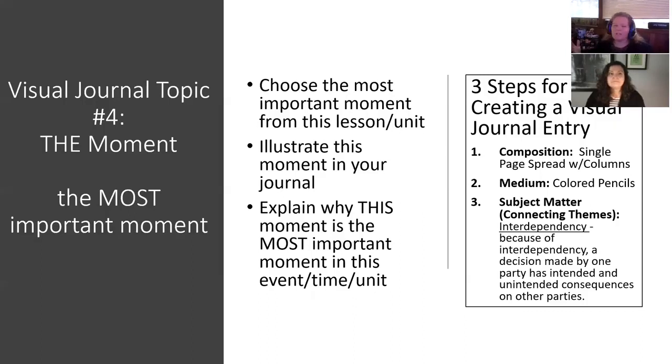So whatever it is that they think is the most important moment, they're going to illustrate that moment, and they're not going to describe it in words. They're going to explain why that moment was the most important moment that they learned in that particular unit. And if you do these consistently, like superheroes one unit, in the moment another unit, the real estate location one in a different unit, and then you go back to in the moment, then they can connect to prior knowledge as well.